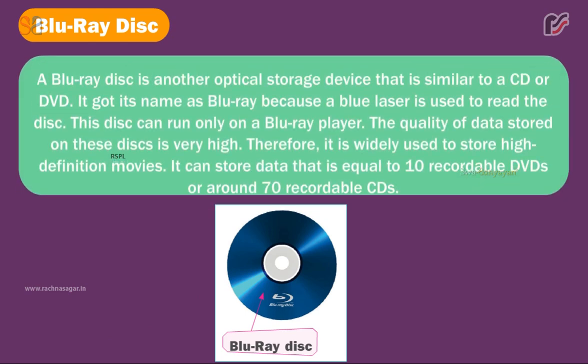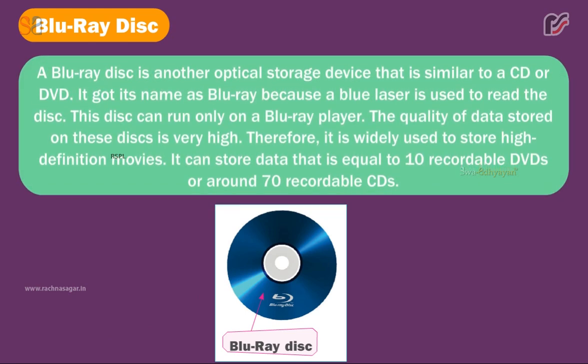Blu-ray disc. A Blu-ray disc is another optical storage device that is similar to a CD or DVD. It got its name as Blu-ray because a blue ray is used to read the disc. This disc can run only on a Blu-ray player. The quality of data stored on these discs is very high. Therefore, it is widely used to store high-definition movies. It can store data that is equal to 10 recordable DVDs or around 70 recordable CDs.